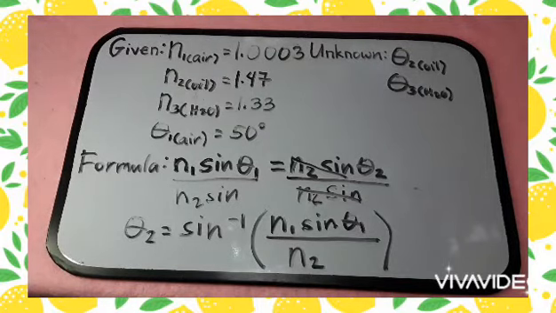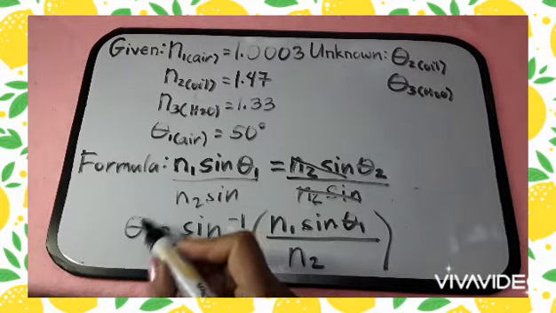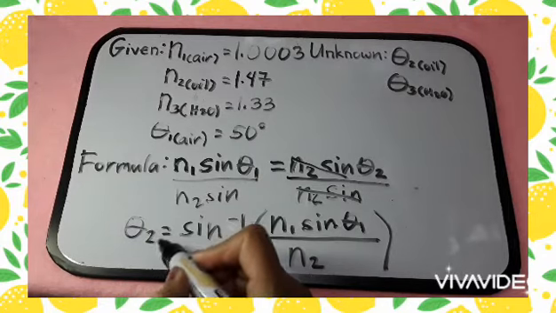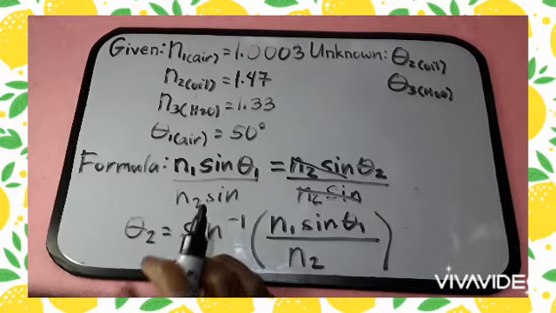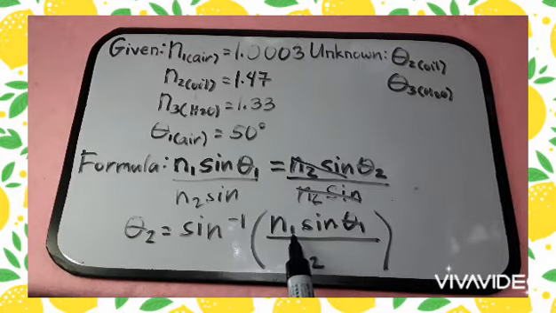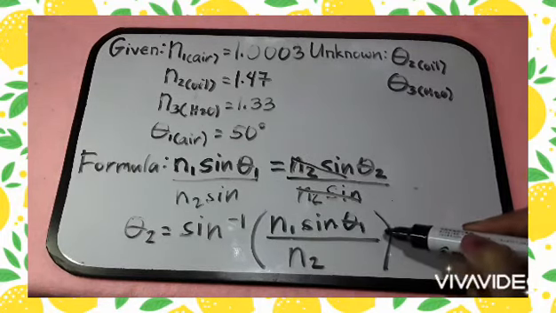How about for the interface of oil and water? So we can change the subscript 2 to 3, because we are now solving for the angle of refraction in water. And also, we can change this one to the index of refraction of oil. So, n2 now, and the angle of incidence in oil. So, there.